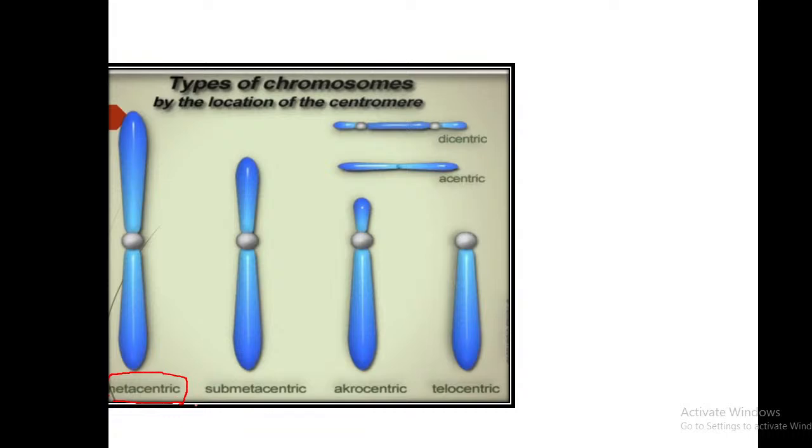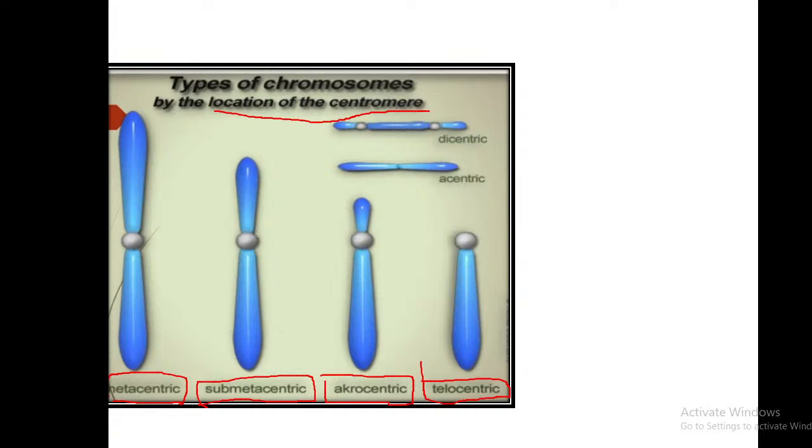Metacentric chromosome, submetacentric, acrocentric, and telocentric. These are the different types of chromosome based on the location of the centromere.